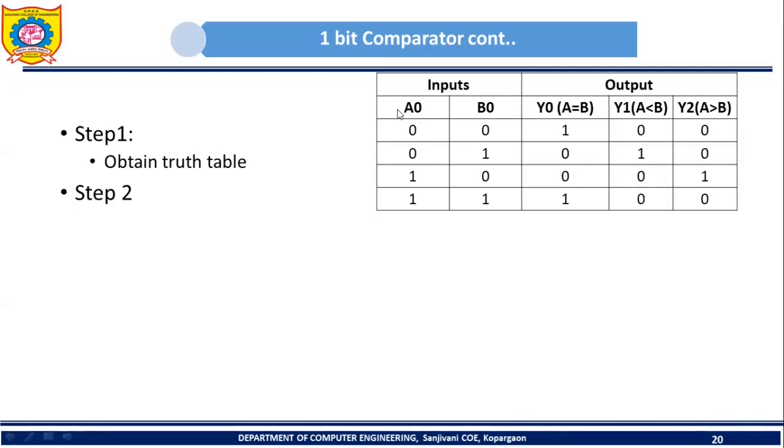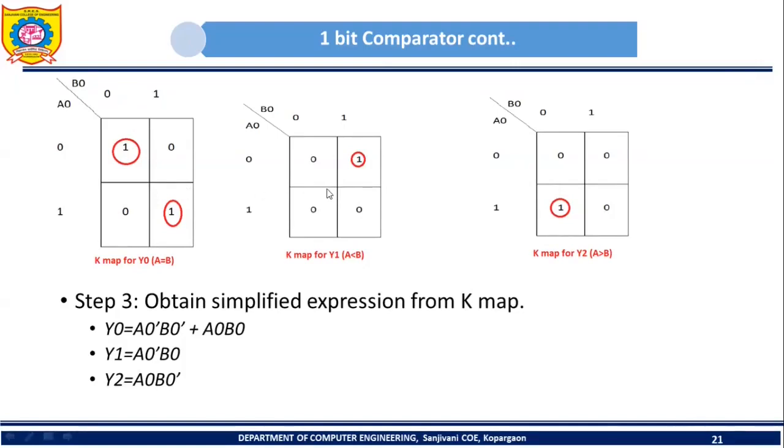Then how many 2 variable K-maps? It will depend upon the number of outputs. How many outputs are present in this combinational circuit? 3 outputs. So we will require 3 K-maps: 1 K-map for Y0, 1 K-map for Y1 and 1 K-map for Y2. So see, these are the 3 K-maps. I have obtained these K-maps from the previous truth table only. A0 and B0 are the inputs. Now this is the K-map for Y0.